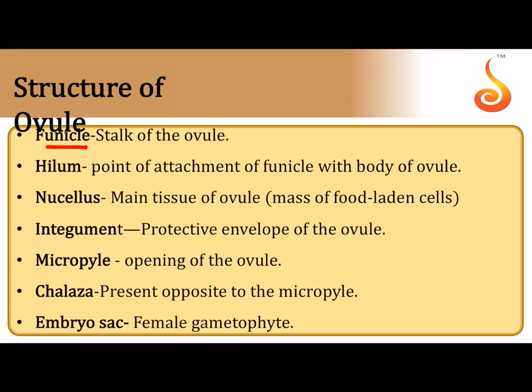So what did we see? We saw the funicle, the point of attachment, hilum, the main tissue, nucellus, the protective coverings. How many integuments were there? Two integuments, inner integument and outer integument. Where there was no integument, that region is called the micropyle. The base of the ovule was called chalaza. Sitting inside the nucellus is the embryo sac, which represents the female gametophyte, because, like I told you, the embryo sac contains the haploid female gamete, which is the egg, inside it.